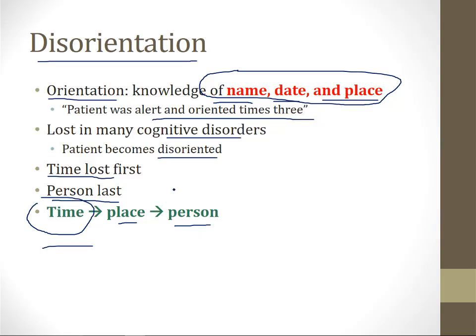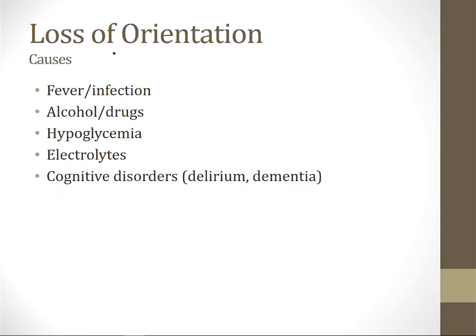In order to forget your own name and not know who you are, you have to be severely disoriented, so that's the last thing to be lost, and then place is somewhere in the middle. Shown on this slide are some of the many causes of loss of orientation that you'll see on your clinical rotations. Patients who are febrile or infected can be disoriented. Patients who have consumed alcohol or drugs may be disoriented. Hypoglycemia and electrolyte abnormalities can lead to loss of orientation, and so can many other medical conditions. In addition, cognitive disorders like delirium and dementia, which we'll talk about later in this video, can also lead to loss of orientation.